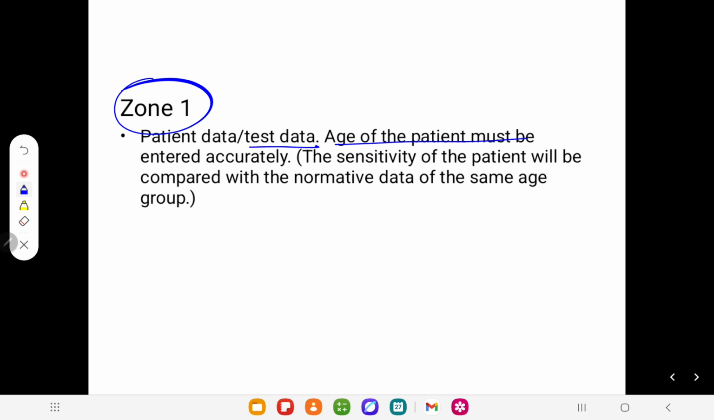In this zone, the age of the patient must be entered accurately. That's crucial because whenever we compare the sensitivity of each point in the raw data to the STATPAC data, the age of the patient is most sensitive. The sensitivity of the patient will be compared with the normative data of the same age group. That's why entering the date of birth is most crucial.